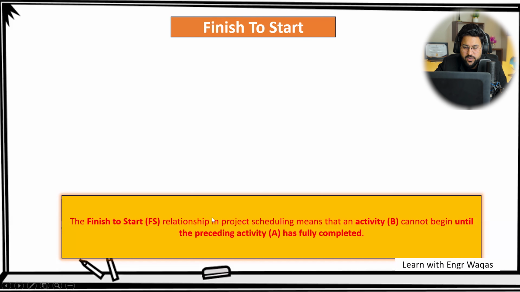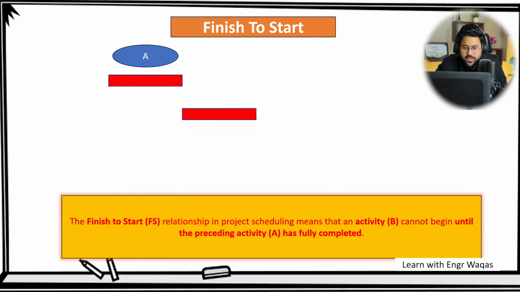The finish to start relationship in project scheduling means that an activity B cannot begin until the preceding activity A has fully completed. So here is a visualizing example: two activities, one is finishing and then the other one is starting. A is going to complete, then B is going to start, and this is our link, displayed by the arrow. A is predecessor, B is successor.